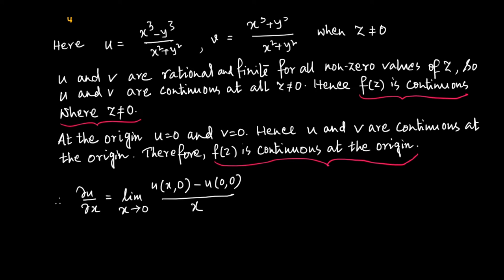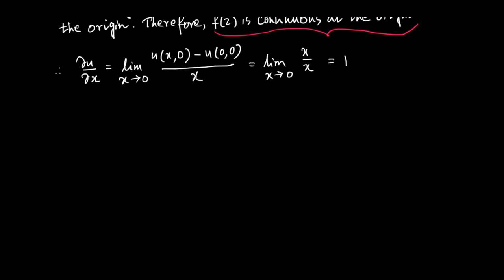del u del x at 0, 0, that means the value of u at the origin. And we have seen clearly that at the origin, as per the definition of the function, u is 0. So this will become limit x tends to 0 x divided by x, that is equal to 1. So del u del x is equal to 1. In a similar way, let us find out del u del y, del v del x, del v del y.